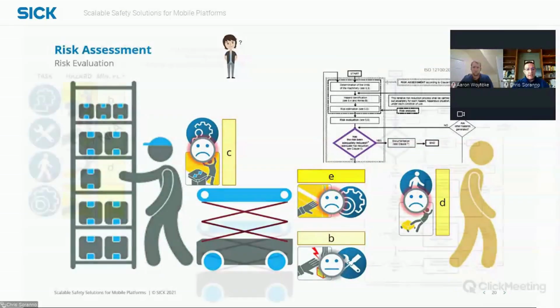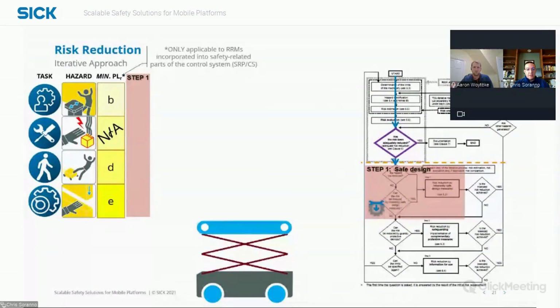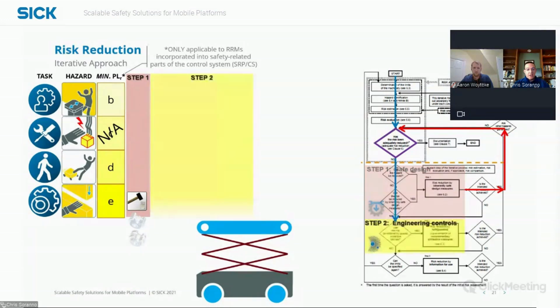ALARP is the acronym. So if we look at this and we apply in an iterative approach our risk reduction measures, we first consider, are there any step 1 measures we can do to eliminate the hazard? And if not, then we go to step 1 measures that are inherently safe by design. Well, one thing we could do is modify the force inflicted by the scissor lift through inherently safe drive systems. We evaluate that residual risk, is that acceptable or not, in which case it's not. We evaluate, are there any other step 1 measures? In this scenario, we don't have any. So we continue on to step 2.